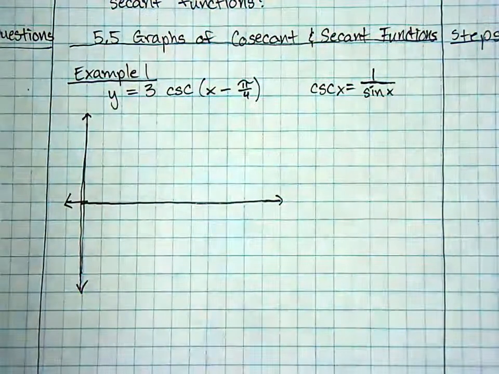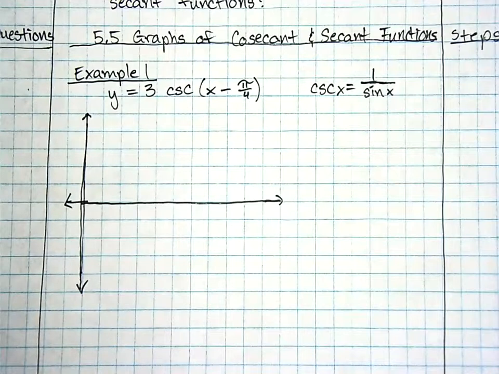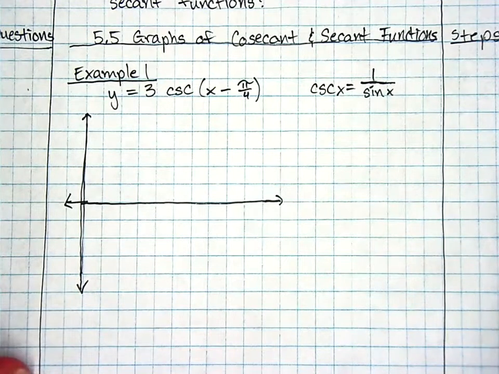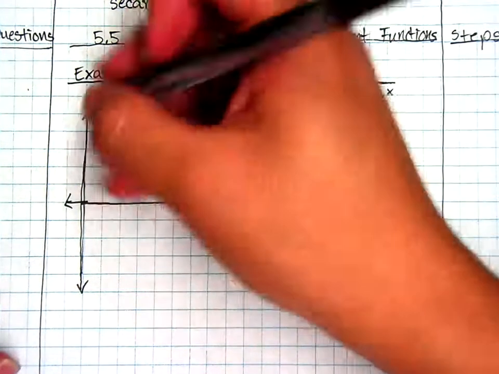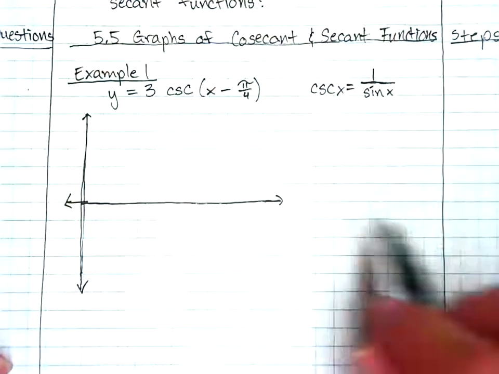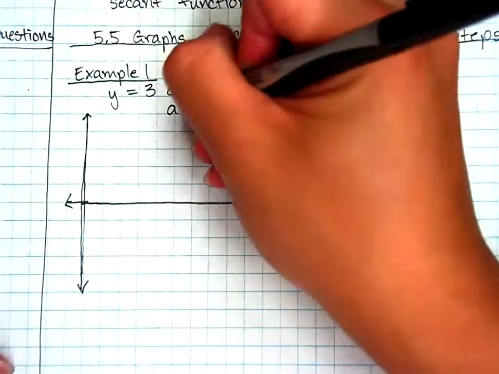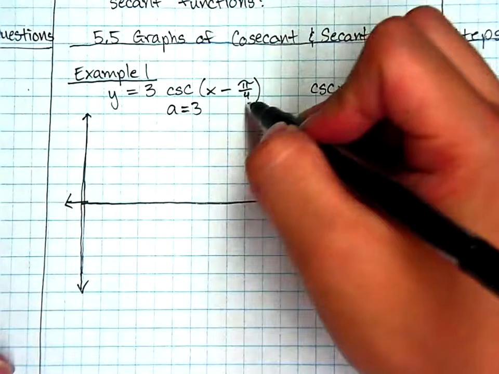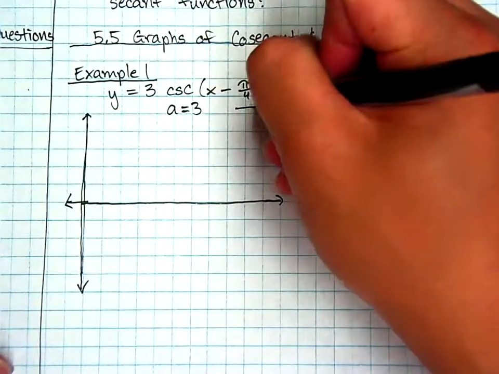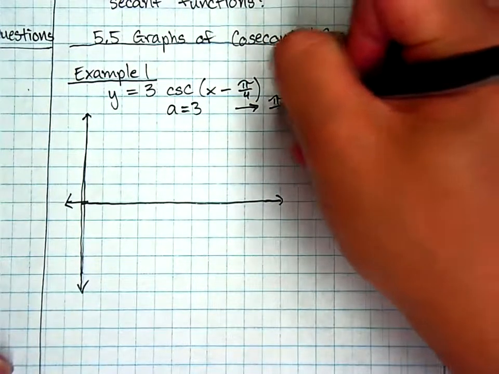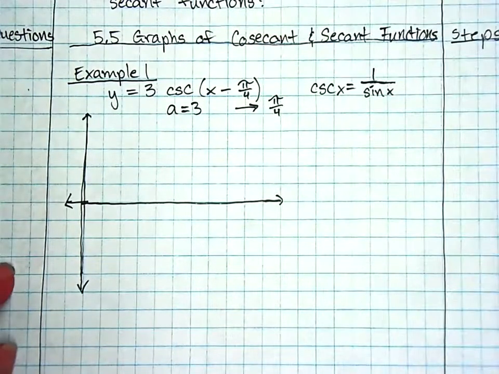Now, one thing you should notice is that cosecant, secant, cosine, and sine all have a period of 2 pi. For cosecant and secant, it doesn't really matter where you start, because, with any trig function, it doesn't really matter where you start. But for our sake, we will work from 0 to 2 pi, just to make it a little simpler. Okay? So first off, I notice here that I'm going to be amplifying by 3. So a is going to be equal to 3. And I'm going to have a shift right. So I'm going to be moving to the right by pi over 4.